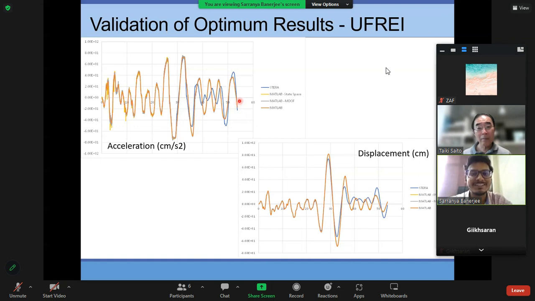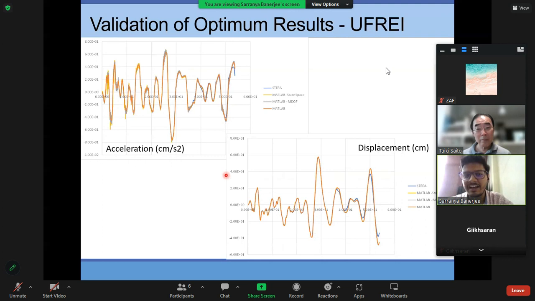Because this difference was coming, I also tried the state space method, another numerical integration method in MATLAB. But again, results are similar. But in the hybrid control system, the results are actually matching perfectly with Stera. Because this is matching, now I am confident that all the codes are correct, and I can directly extract the optimization results.